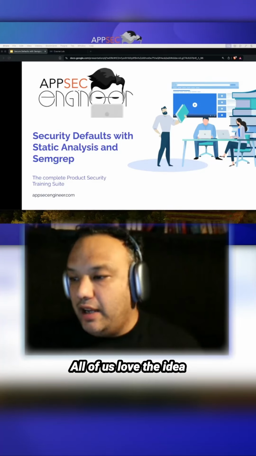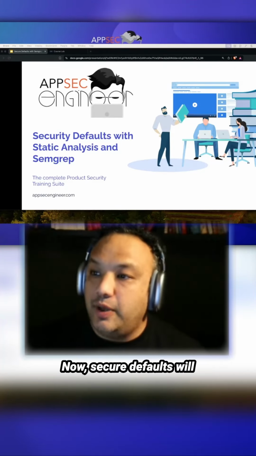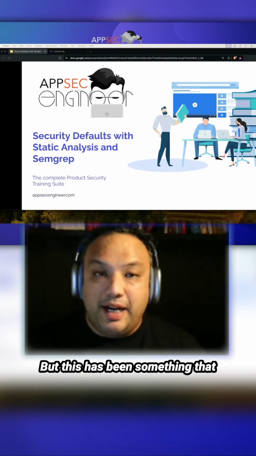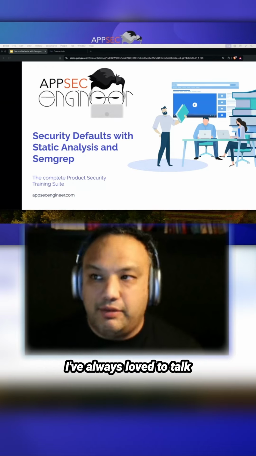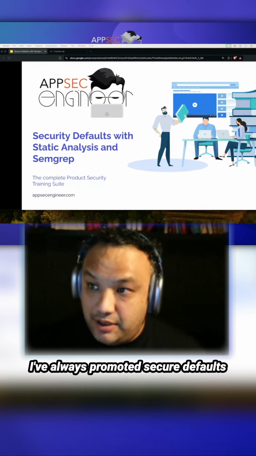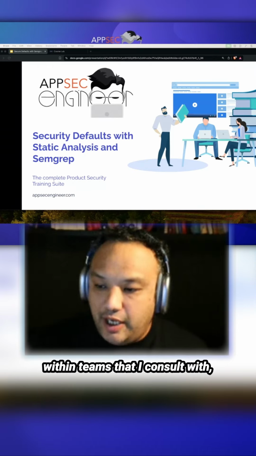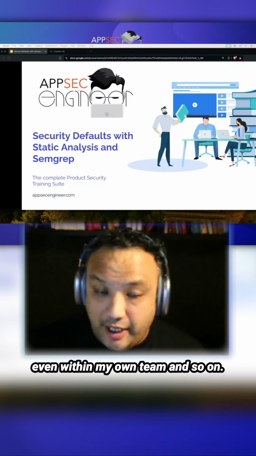All of us love the idea of secure defaults. Now, secure defaults, we'll explore first of all what it is. But this has been something that I have been a big proponent of. I've always loved to talk about secure defaults. I've always promoted secure defaults within teams that I consult with, even within my own team and so on.